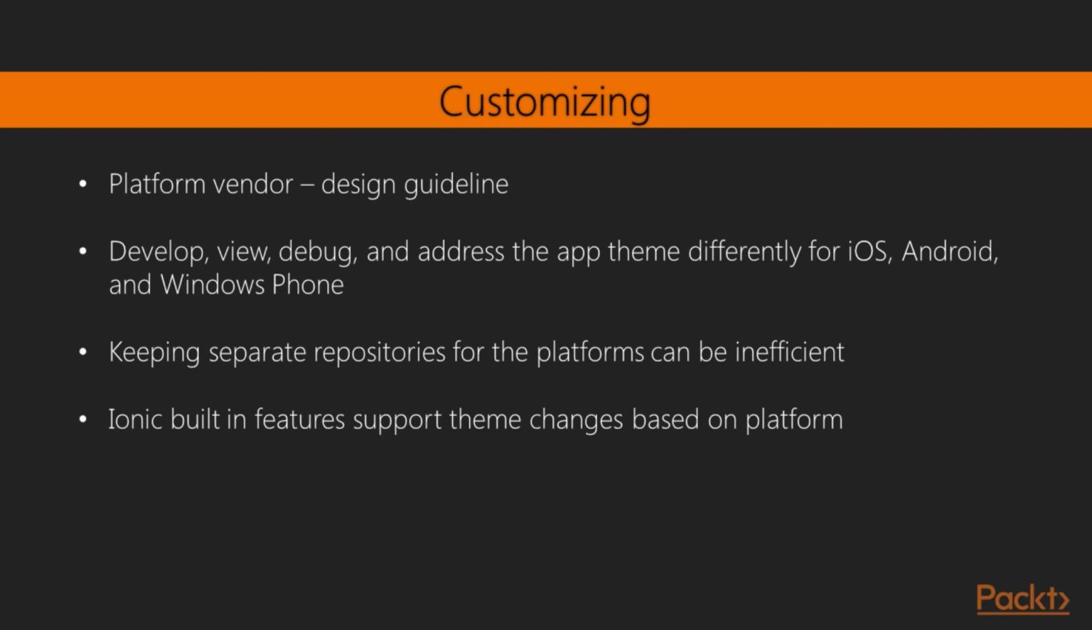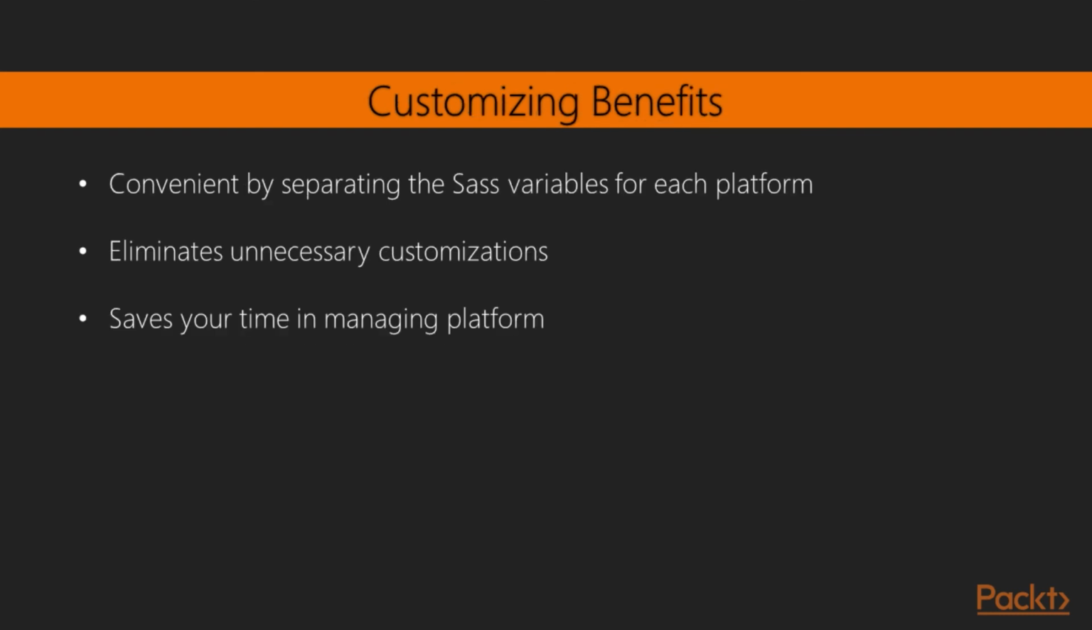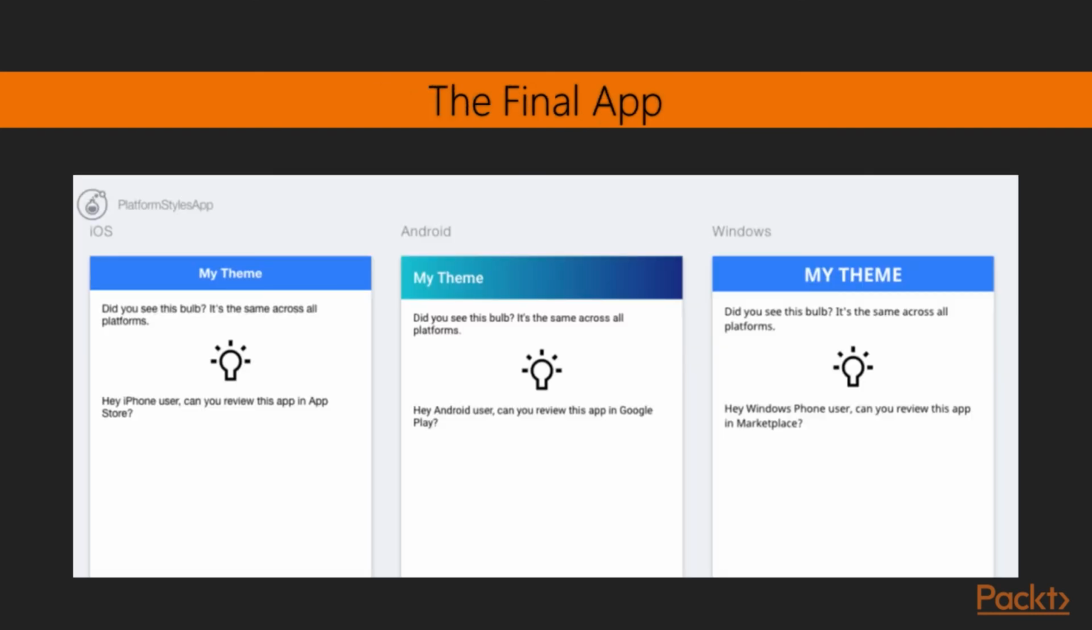Ionic 2 has many built-in features to support theme changes based on the detected platform. It makes it very convenient by separating SASS variables for each platform. This will eliminate a lot of unnecessary customizations. As a developer, you'd rather focus on the app experience than spend time managing the platform. This is how our app will look. It shows an iOS, Android and Windows app with different title bar, color and text. There's no need to test themes on a physical device because Ionic can render all 3 platforms in the browser.